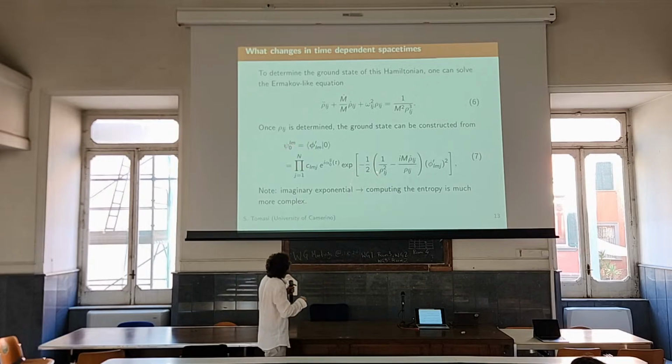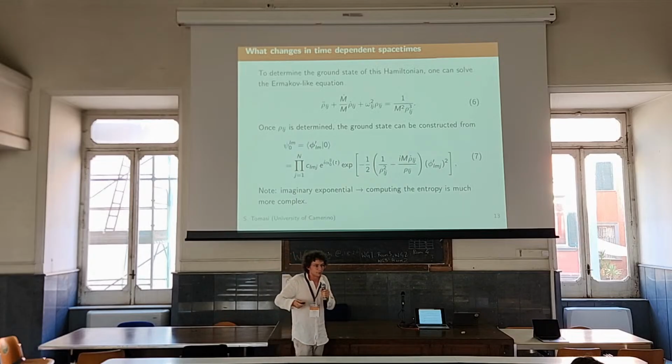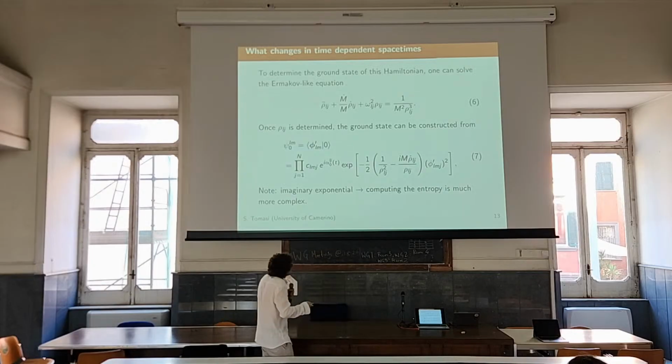And here is the solution. You have to plug the solution in here, and you have the ground state. The most important difference from the static case is this imaginary unit, because it complicates the procedure to compute the entanglement entropy, and results in a strange feature you will see in a moment. But nevertheless, the entropy can be computed, and so we computed it.